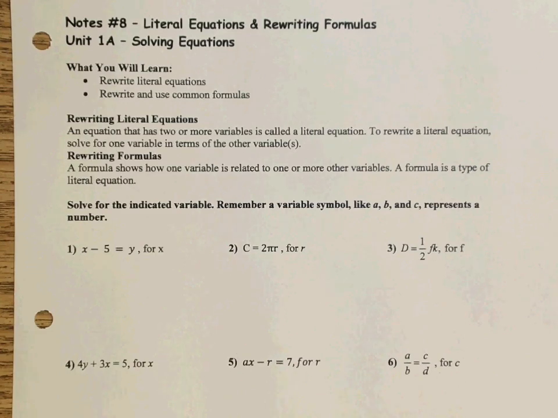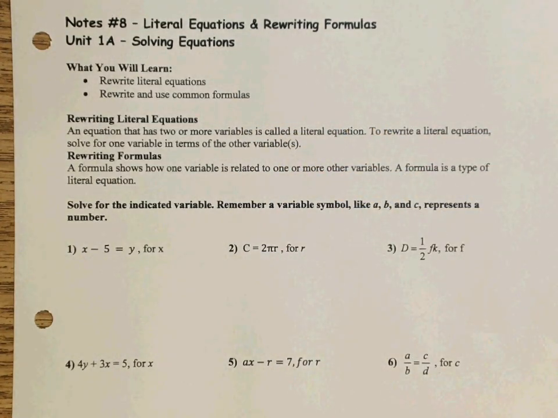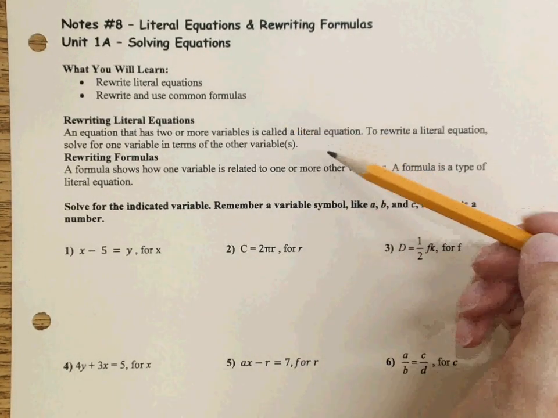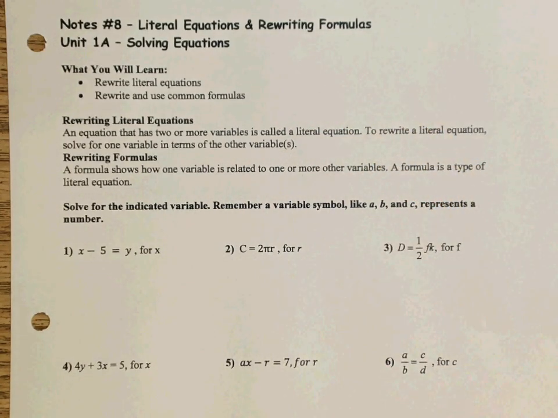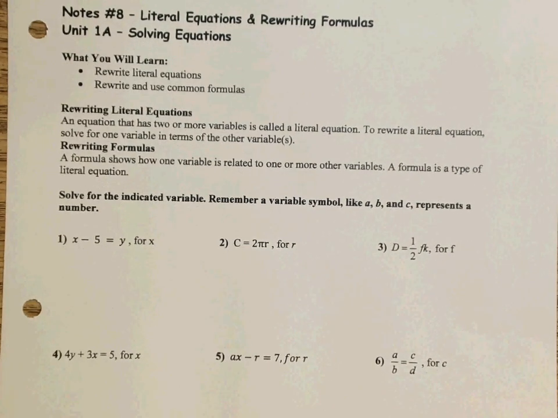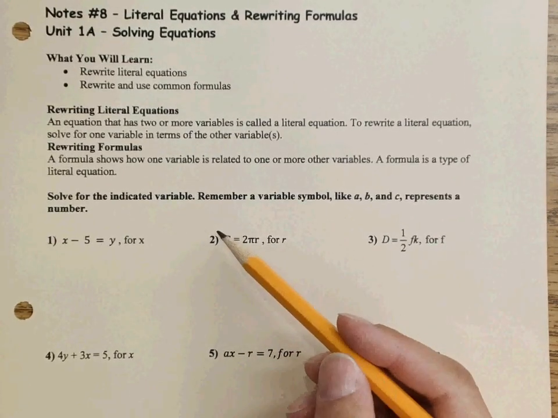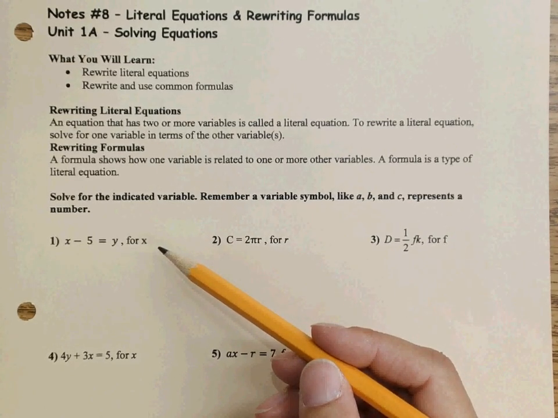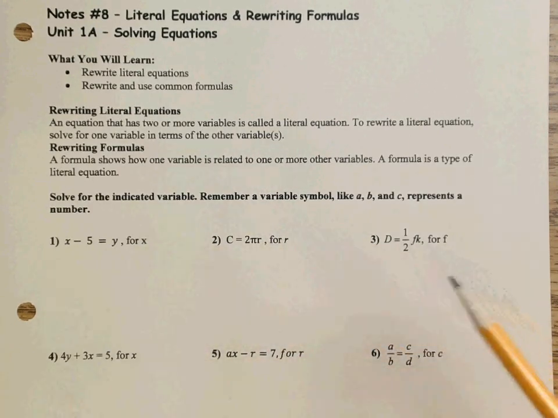Anyway, getting back into these notes. These notes are called literal equations and rewriting formulas. I have just a little bit of information that we are going to be using, some common formulas and rewriting them. These are literal equations because they contain two or more variables, and we're solving for one of the many variables in this. The key thing is to remember the inverse operations to solve for the variable. All these multi-steps that we've been doing up until this point, we're going to be using those strategies to solve for the indicated variable.